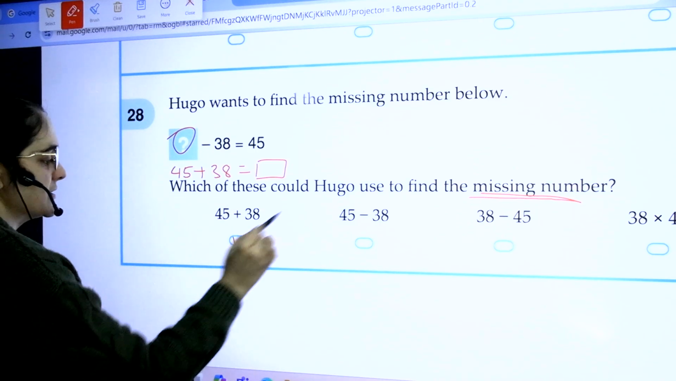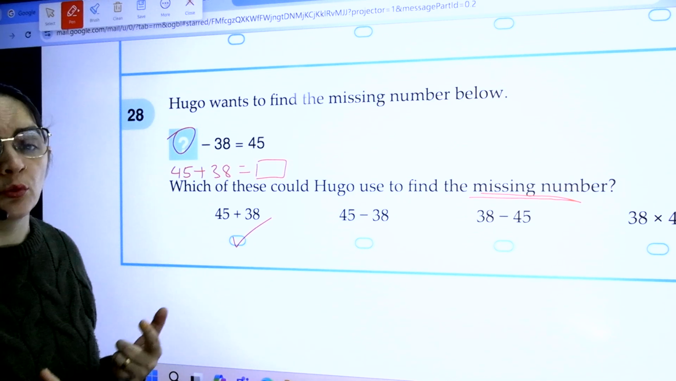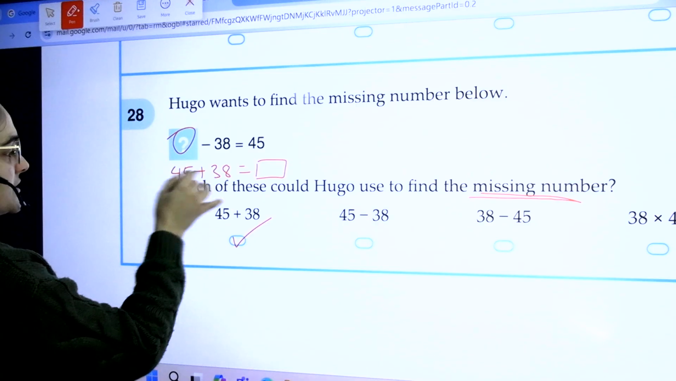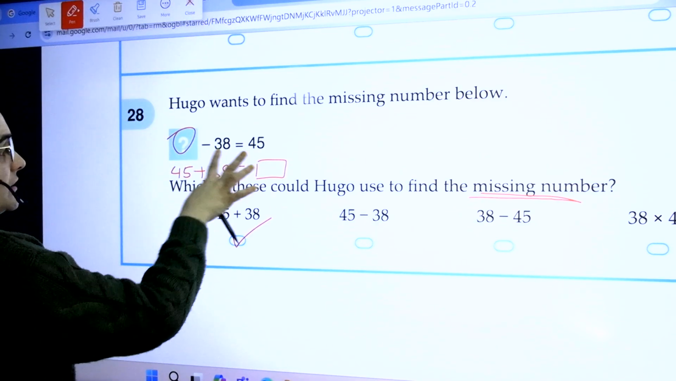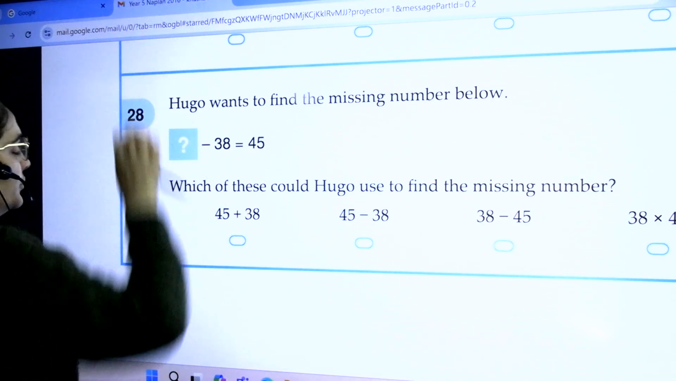So I think this is the correct one. They're not even asking you to calculate, they're just asking you what to do. So it's a really quick question that you should be answering. Just be careful with the inverse calculation. Adding these will give you a bigger number. Okay, I hope this point is clear.